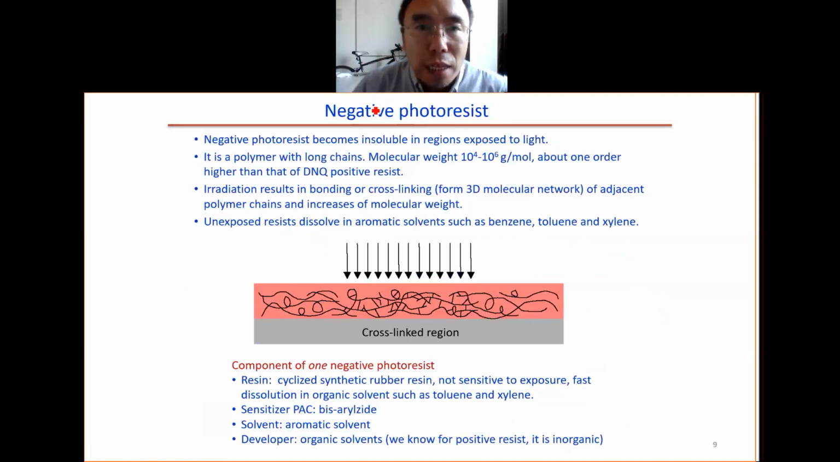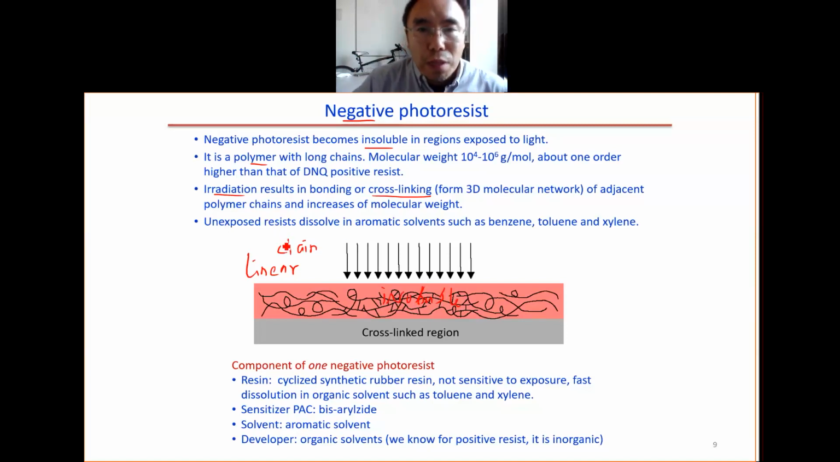Now let's look at the negative resist. The negative resist becomes insoluble in the regions exposed to the light. It is a polymer with long chains. For example, this is the polymer, a linear chain. When we have the light radiation, we have cross-linking. You can see this part is cross-linked. When it becomes cross-linked, it becomes insoluble. So the cross-linked area is insoluble, and that's why it is the negative resist.